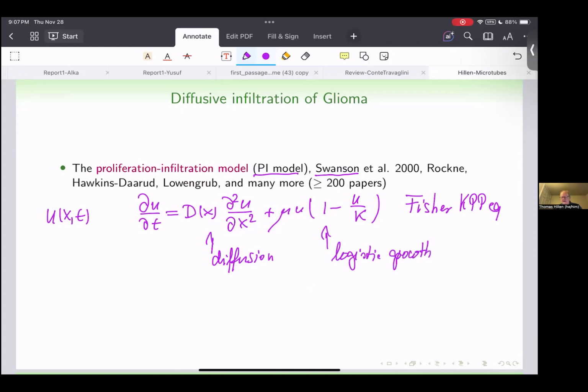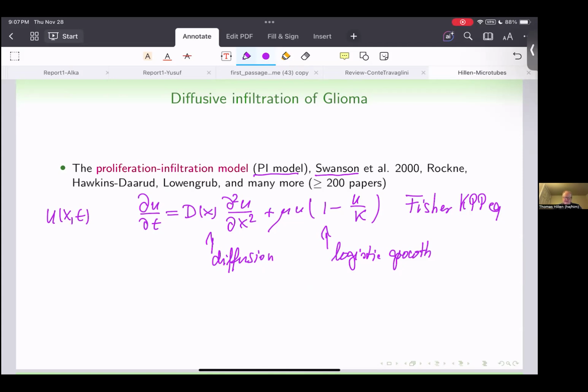So I'm guessing a little bit what the audience knows or doesn't know. Maybe I'm a little bit too slow, but it's probably fine. So that's the logistic growth, and essentially it's really the first idea you would come up with if you try to model diffusive invasion of something which grows.